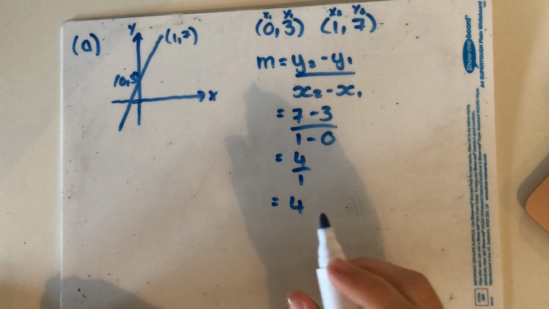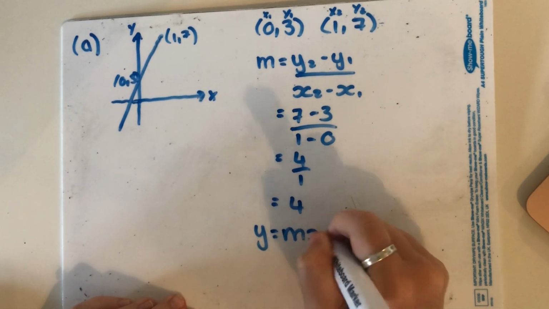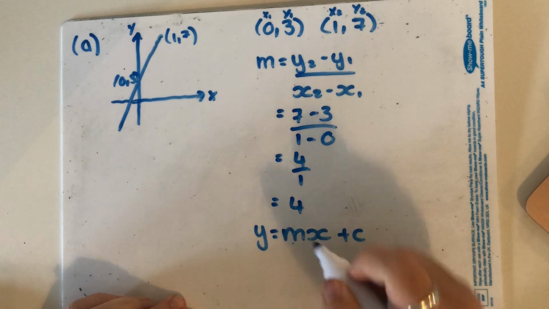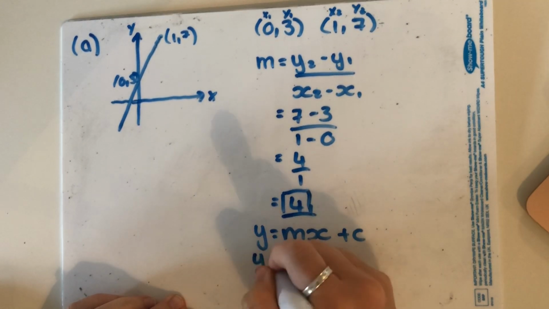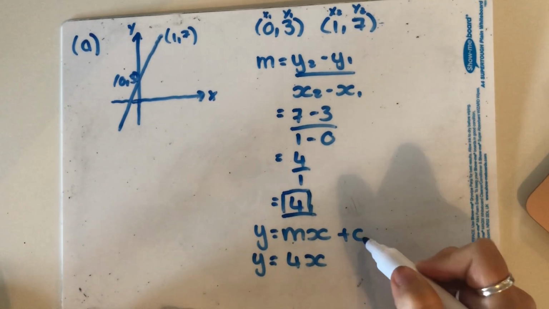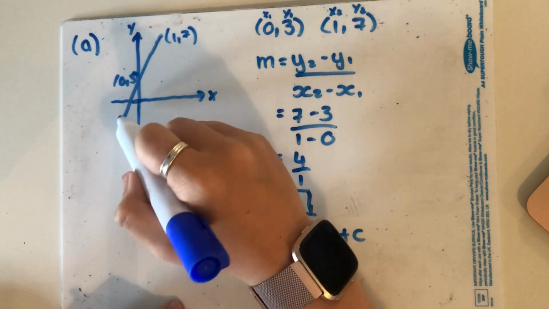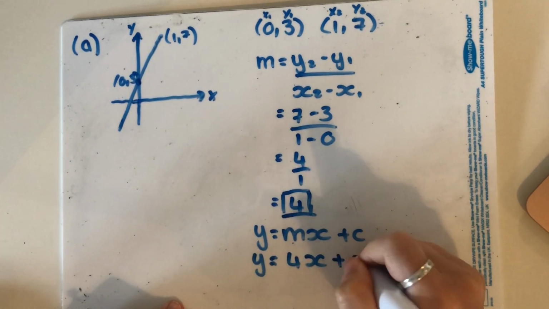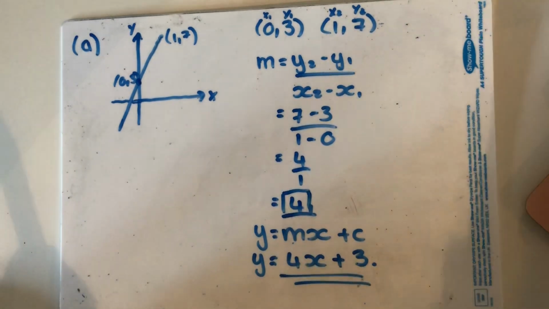Now we know the equation of a straight line is in the form y is equal to mx plus c, where m is the gradient and c is the y-intercept. We've just calculated that the gradient is 4, so in place of m, I can put 4. And c is where it cuts your y-axis, right? So your y-axis is here. The line cuts through the y-axis at 3, and it's positive 3. So I write plus 3.